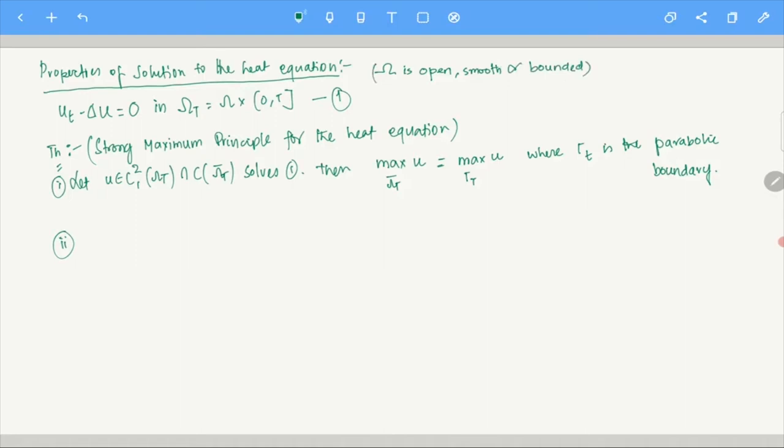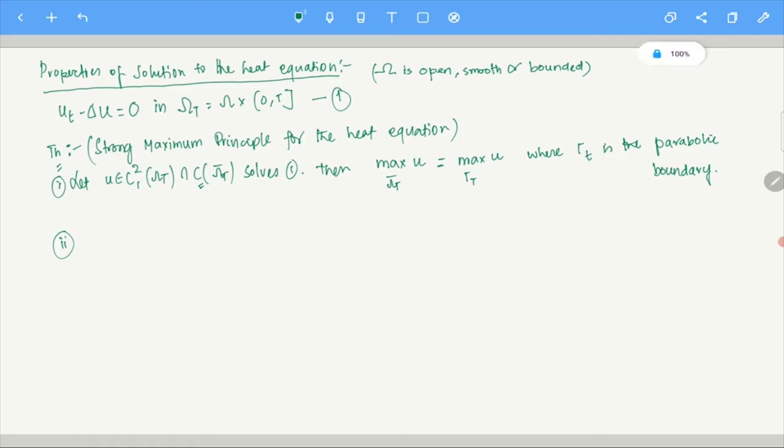Since Omega is open and bounded, if you take the closure of Omega, that will be a compact set. If you are looking at a continuous function, so u is continuous on a compact set, then the maximum of u is attained somewhere in the closure. This theorem says that if you are looking for a maximum, then look no further than the boundary. If there is a maximum, it is attained on the boundary.